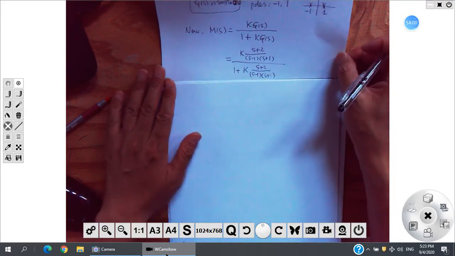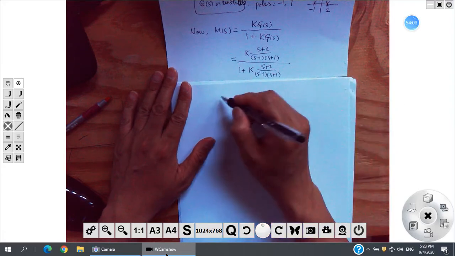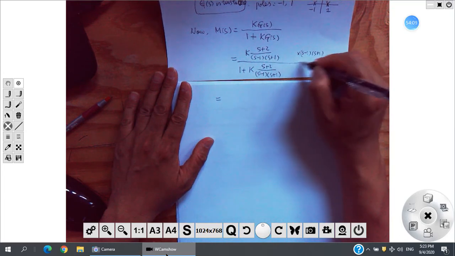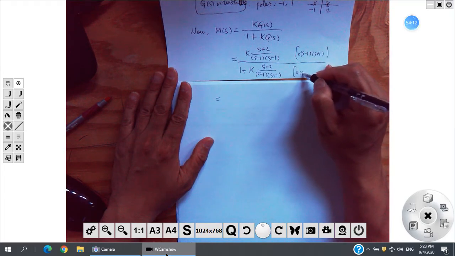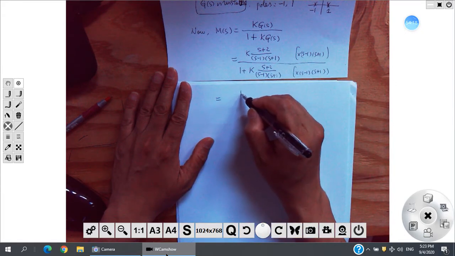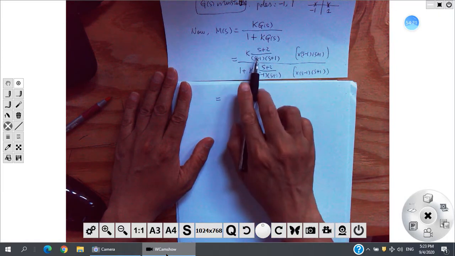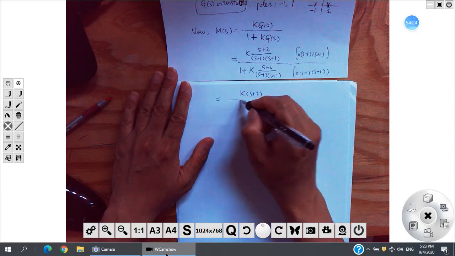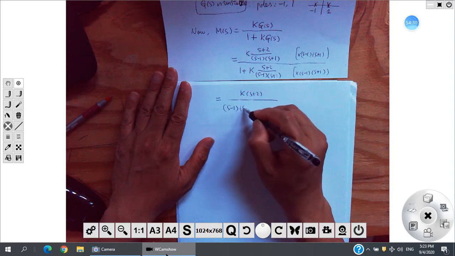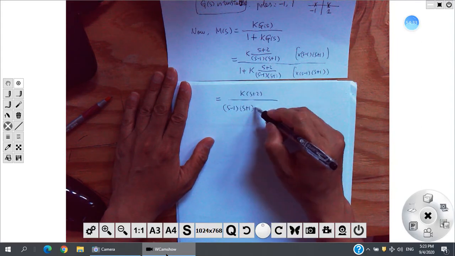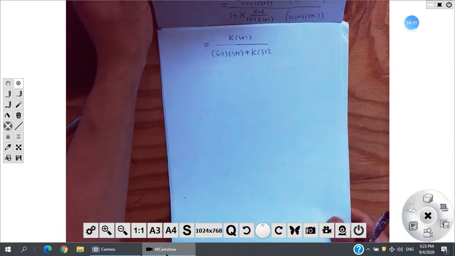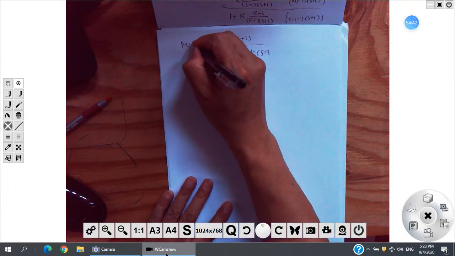Okay, so this one has s minus 1 and s plus 1 in both the numerator and denominator, right? I can cancel this part. So I have k times s plus 2 in the numerator. And over this one, it is s minus 1 times s plus 1 times 1 plus k times s plus 2. Alright, this is M of s.